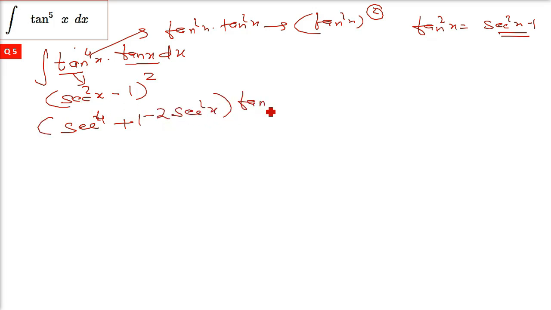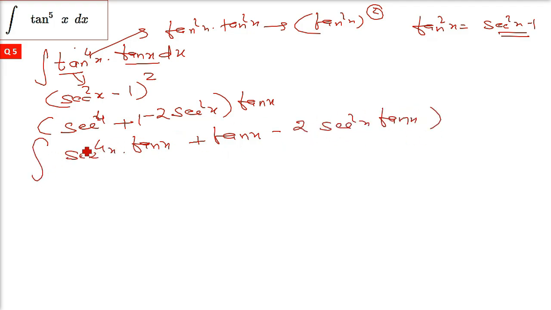So we will multiply it with tan x. So sec 4 x into tan x, first multiplication. Then the second multiplication, which is plus tan x. Third will be minus 2 sec square x tan x. So three things have become three terms actually. So we can combine the first and the third term because we have tan x as a direct integration result of it. We already have it in our hand.